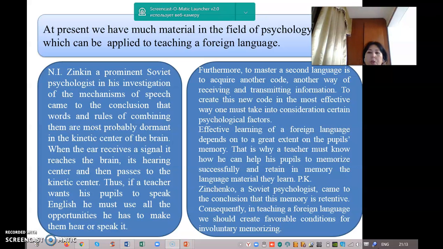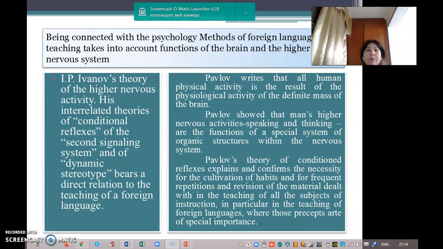Consequently, in teaching a foreign language, we should create favorable conditions for involuntary memorizing. Being connected with psychology, methods of foreign language teaching take into account functions of the brain and the higher nervous system. Pavlov's theory of higher nervous activity, the interrelated series of conditional reflexes of the second signaling system, and the dynamic stereotype bear a direct relation to the teaching of foreign language.